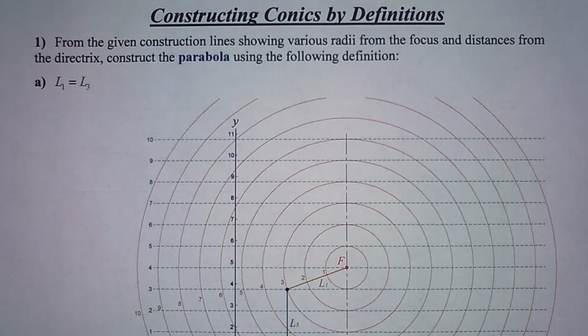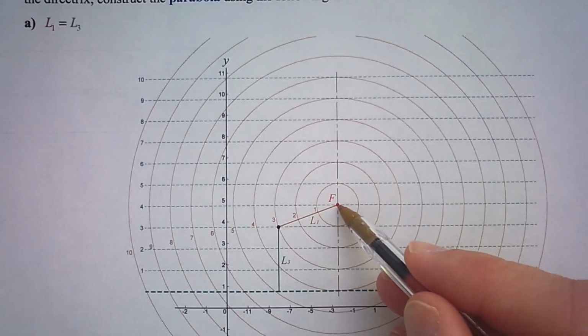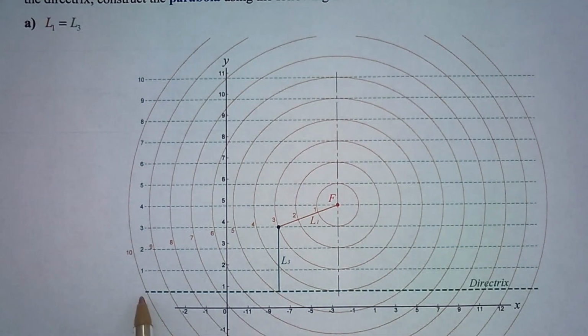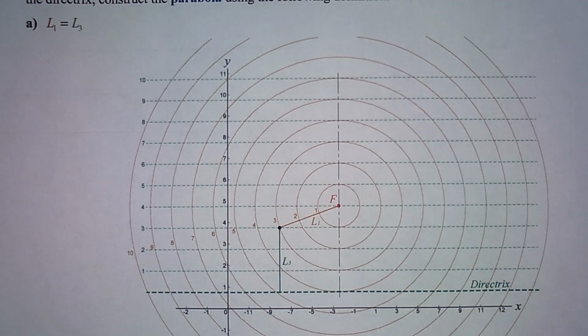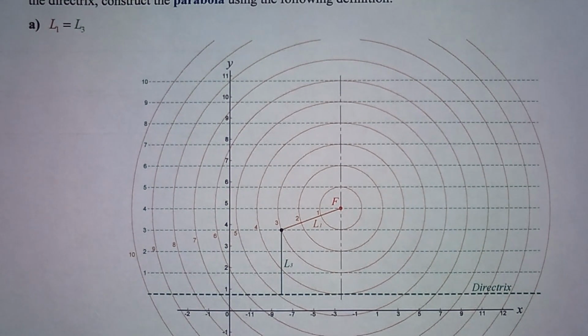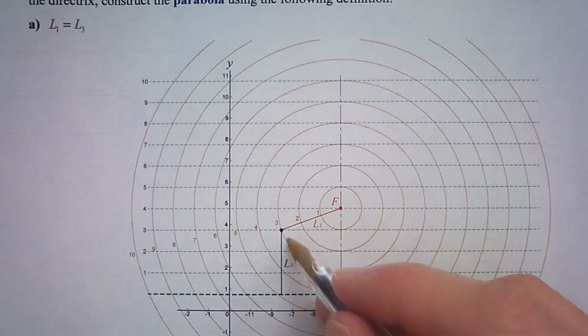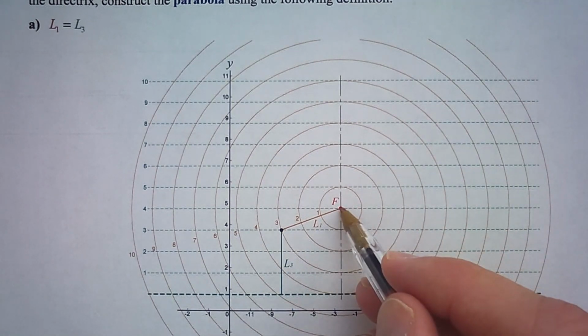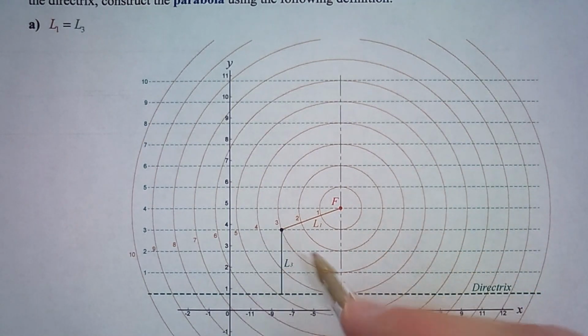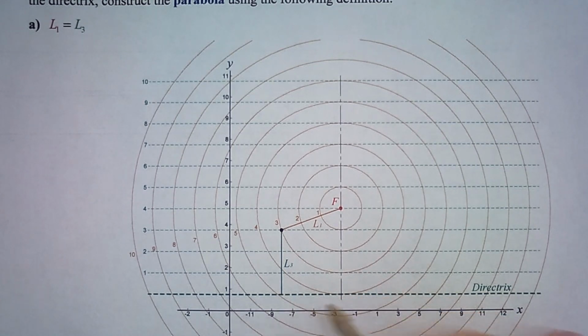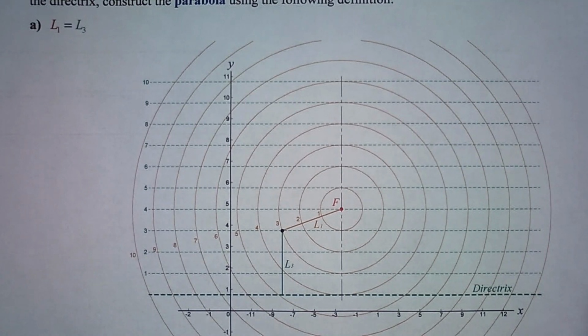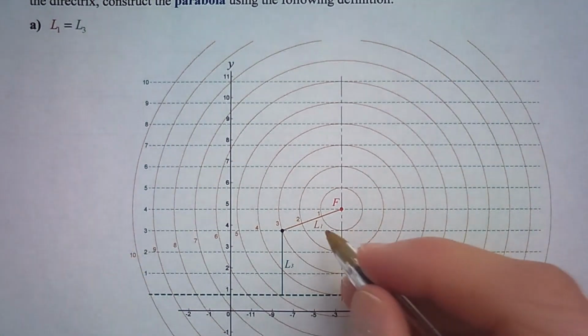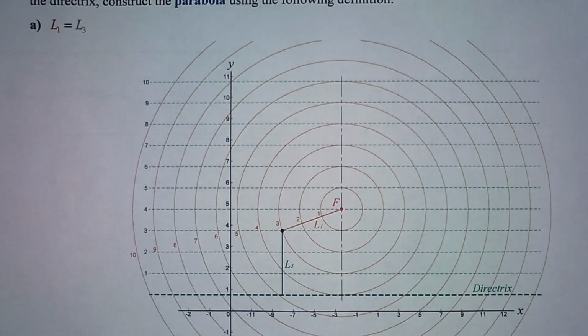We'll construct a parabola. A parabola has a point right here called the focus, and a line here called the directrix. In a parabola, any point on the parabola will be equidistant from the focus and the directrix. So the distance from the focus to a point on the parabola will be exactly the same as the distance from the directrix to that point. Here we've got L1 and L3. They are always going to be equal in length.